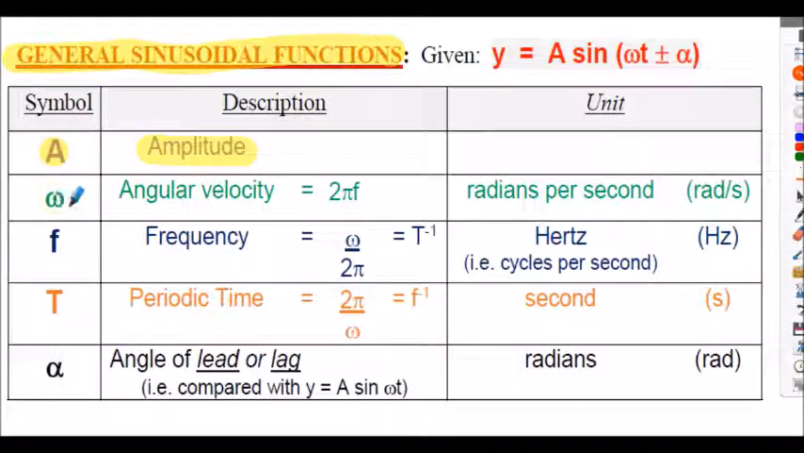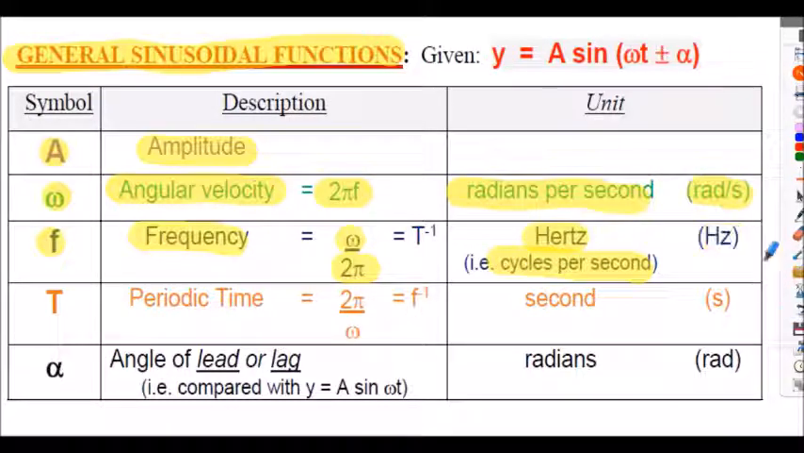The lowercase omega, Greek symbol there, relates to angular velocity or angular frequency. We often use the term angular velocity in mechanical engineering, but we can also term this angular frequency in electrical engineering. The formula for angular velocity is 2 pi f, where f is the frequency. The unit for angular velocity is radians per second, rads per second. The frequency, lowercase f, and the formula for frequency is the angular velocity, omega, divided by 2 pi. The unit of frequency is the hertz, in other words, cycles per second.